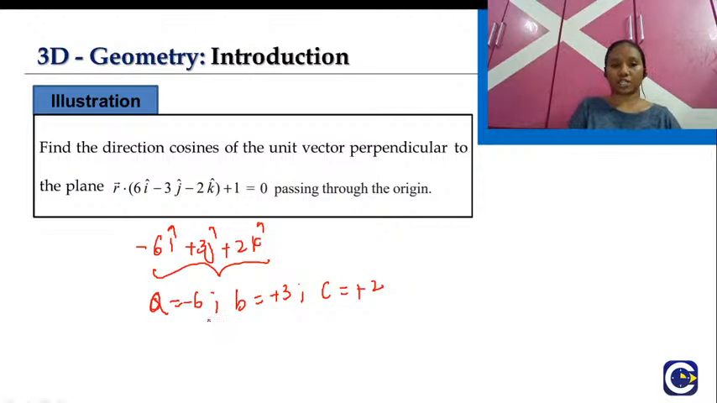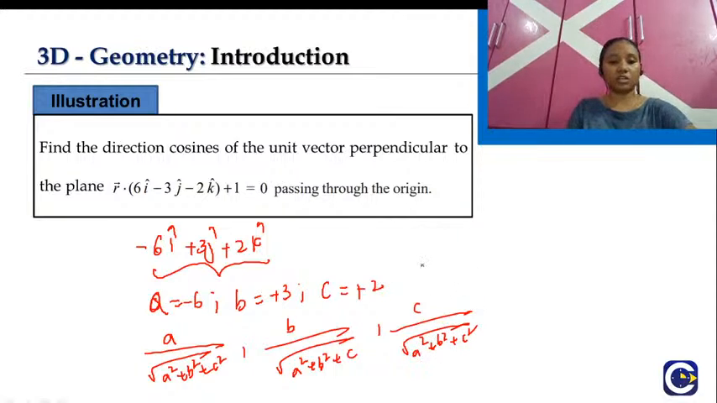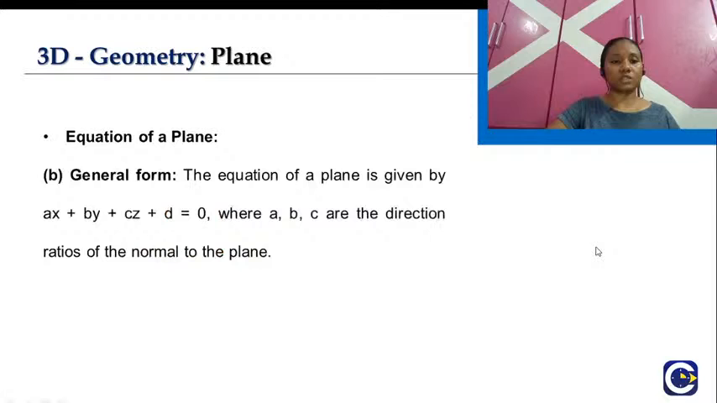So if you have your direction ratios, we know how to find direction cosines. It will be A by root over A square plus B square plus C square, and B by root over A square plus B square plus C square, and C by root over A square plus B square plus C square, which gives your direction cosines as minus 6 by 7, 3 by 7 and 2 by 7. So I think you got it. So moving on to our next one.